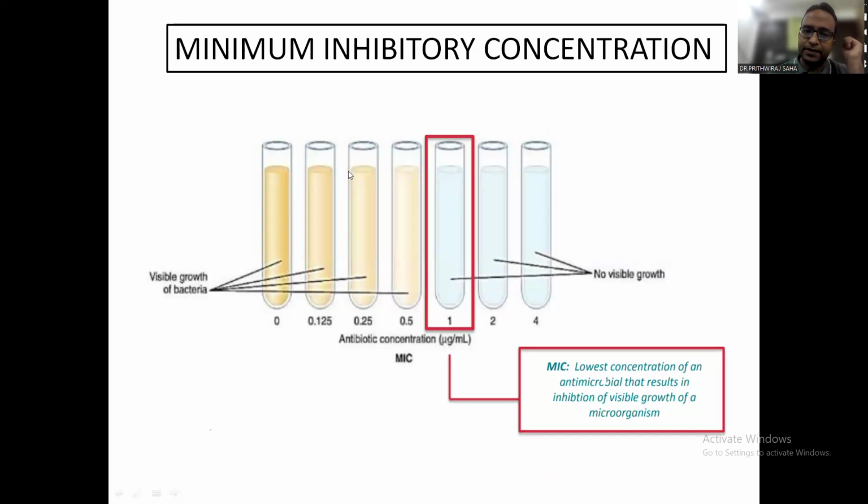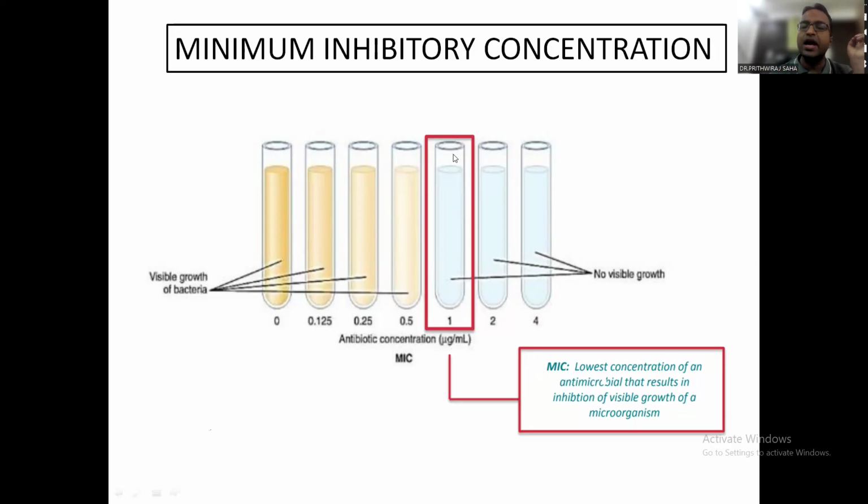As you can see in the subsequent test tubes, up to the fourth test tube there is visible growth of bacteria. From the fifth test tube onwards, there is no visible growth. And this is the minimum concentration of antibiotic tested in the laboratory which is required to inhibit the growth of bacteria. But as I have mentioned previously, this inhibition doesn't mean killing of bacteria.